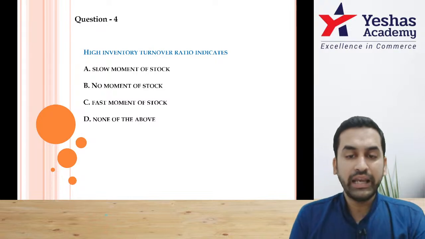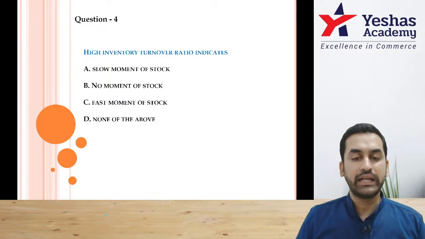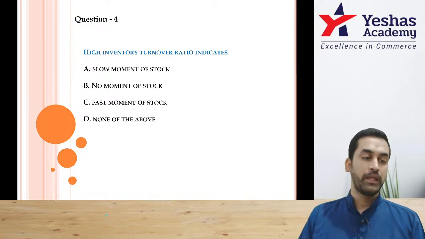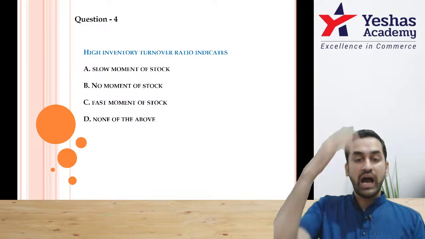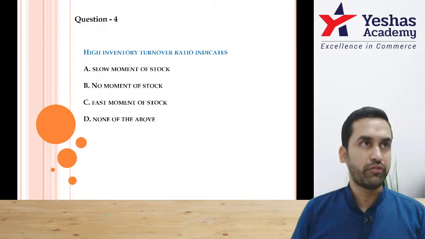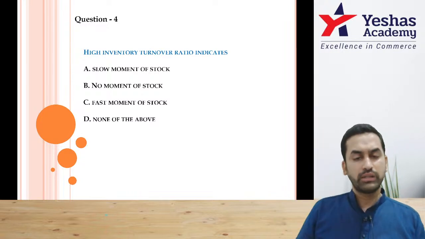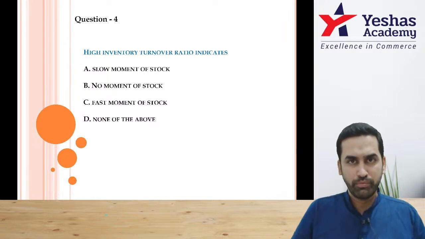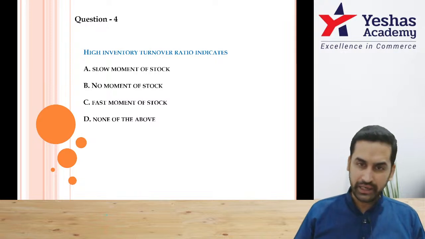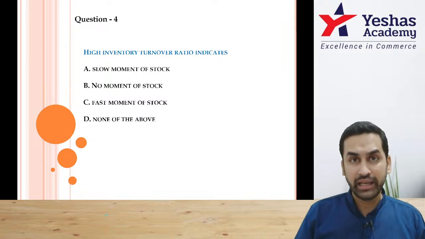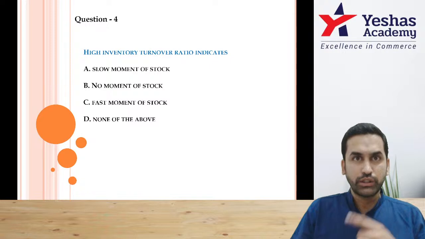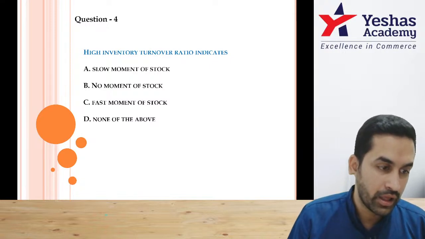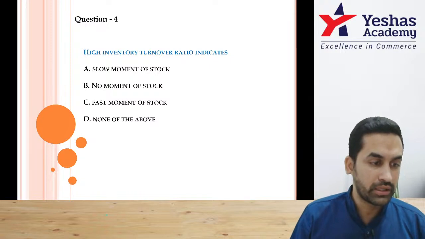Yes. Question number 4. High inventory turnover ratio indicates what? Slow movement, no movement, fast movement, none of the above. Please read properly. High inventory turnover ratio. First of all, quick 1 minute revision. What is the meaning of inventory turnover ratio? It's a ratio that measures the speed of movement of inventory. Speed, correct? And when you say high inventory turnover ratio, that means it is moving very fast. It's a good indication. I hope you are able to understand.